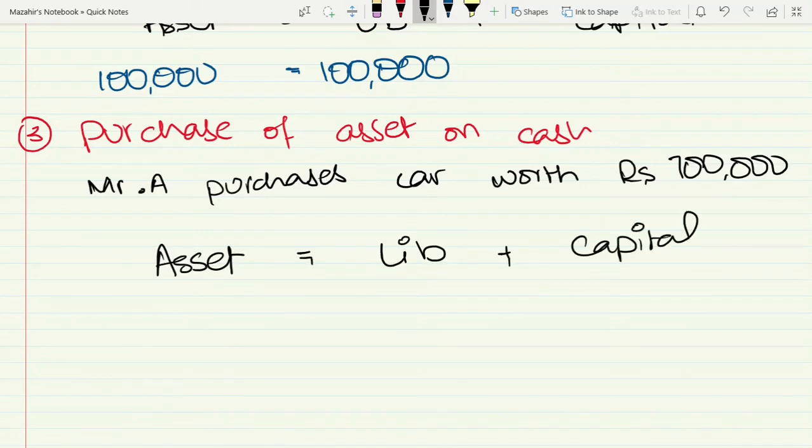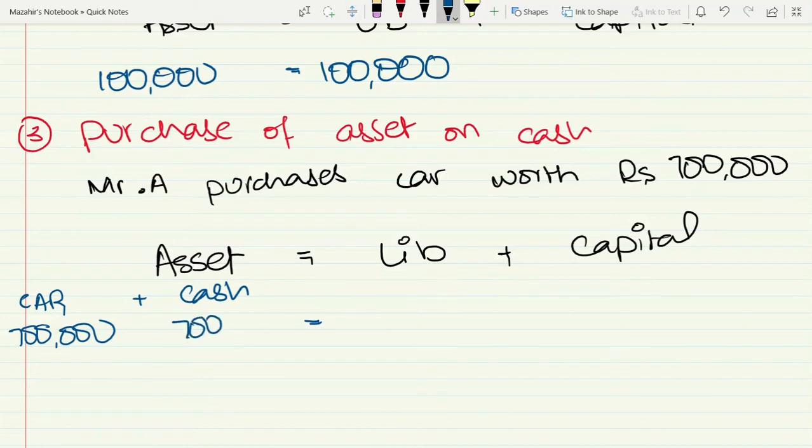Here car is our asset, so we'll increase one asset by 700,000, and we paid for the car in the form of cash, and there is an outflow of 700,000. In accounting, for minus we use brackets. It means the amount is negative.